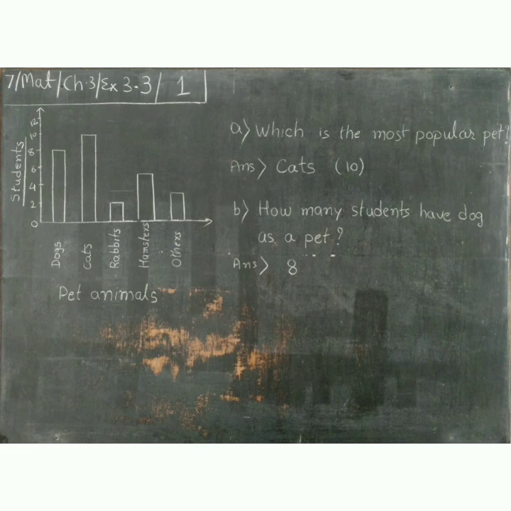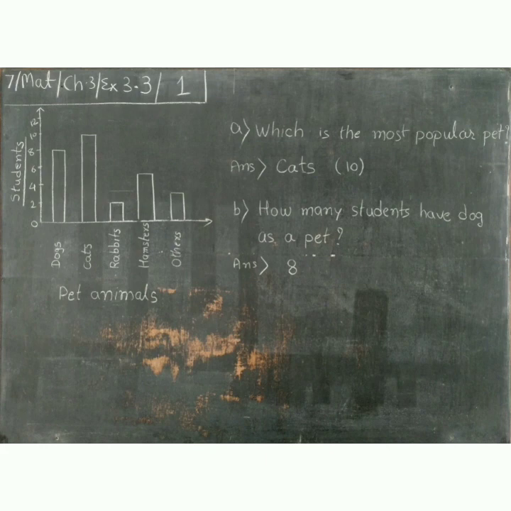Okay. Now on the x-axis, the names of some pet animals are given. Dogs, cats, rabbits, hamsters and others. Hamsters का मतलब क्या होता है? एक चूहे जैसा छोटा प्राणी रहता है, चूहे जैसा दिखता है, उसको हैमस्टर्स बोलते हैं इंग्लिश में.